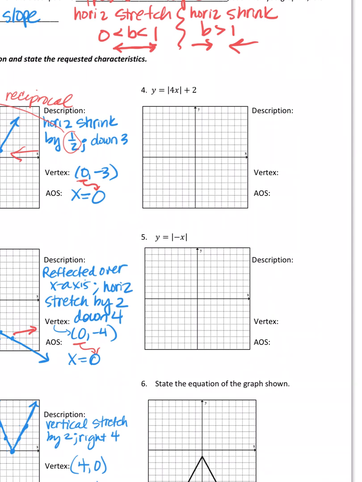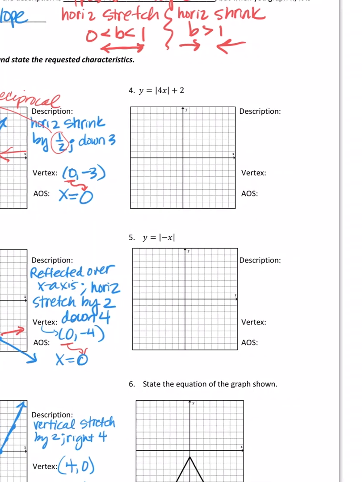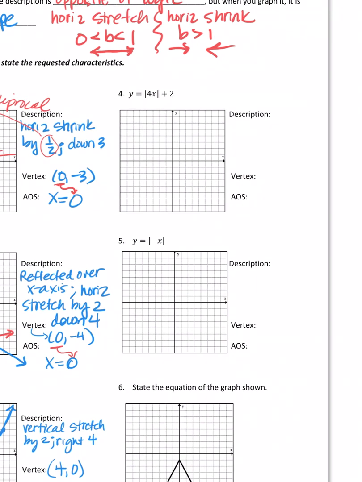Absolute value of 4x plus 2. All right, that 4x is inside the absolute value bars, so it's going to be horizontal, and it's going to be opposite logic, right? So it's going to be horizontal. It's 4, so it's greater than 1, which means it's going to be a shrink by 1/4.